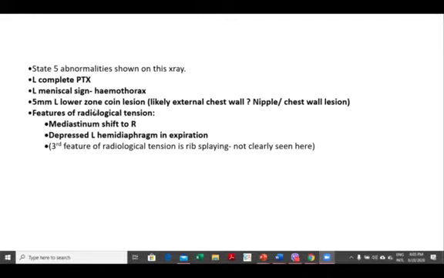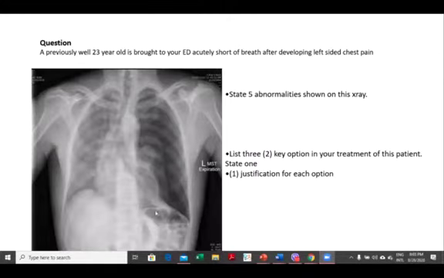And the features of radiological tension. The mediastinum, as you said, is shifted. Here, the hemidiaphragm is somewhat depressed. In some X-rays you can see it is flat. Features of tension are shift of the mediastinum and flattened diaphragm. Here you can't see clearly. In a tension pneumothorax you have to see those findings.